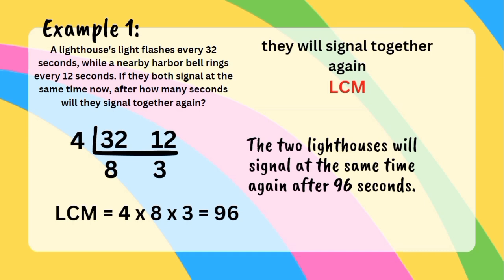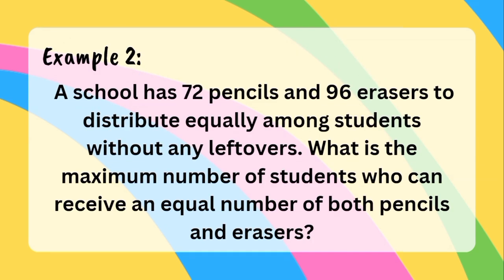That's how we simply apply the LCM to answer that problem. Okay, let's now have this second example. A school has 72 pencils and 96 erasers to distribute equally among students without any leftovers. What is the maximum number of students who can receive an equal number of both pencils and erasers?